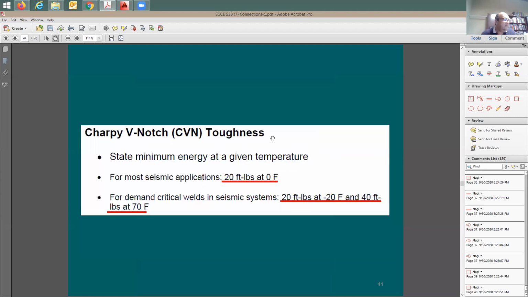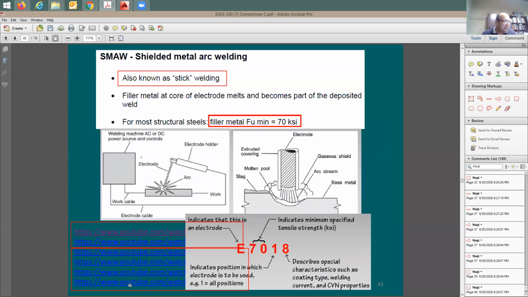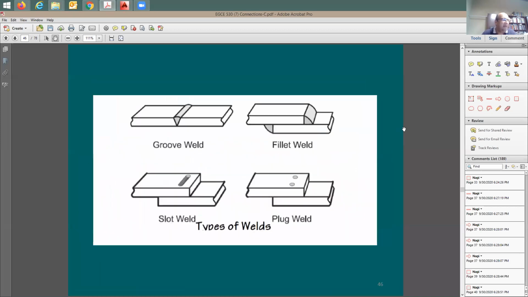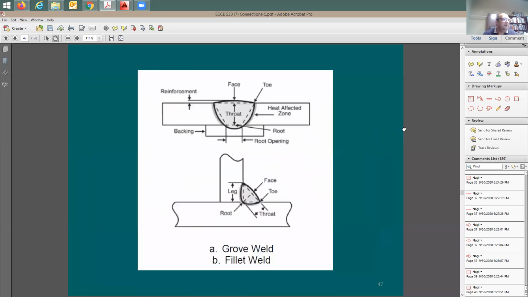And actually this is what you have in these four videos. You're going to see exactly how this is going to get done. How do you do a complete penetration weld? We call it CP weld. And this here is like the fillet weld.